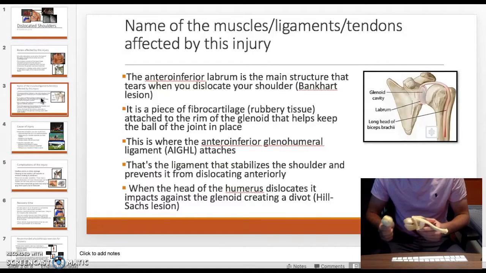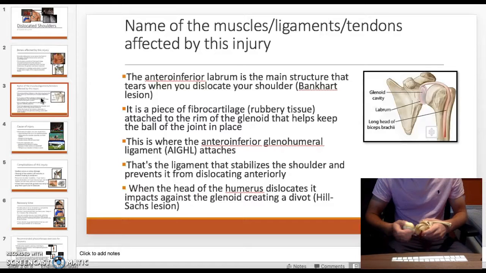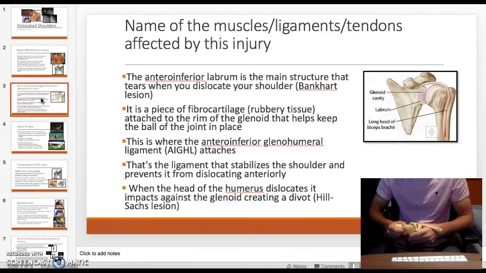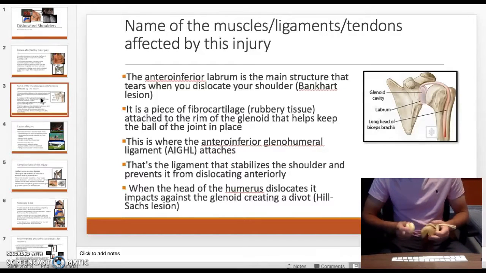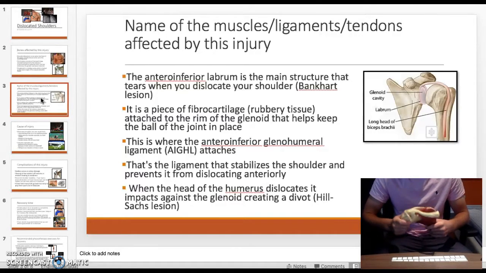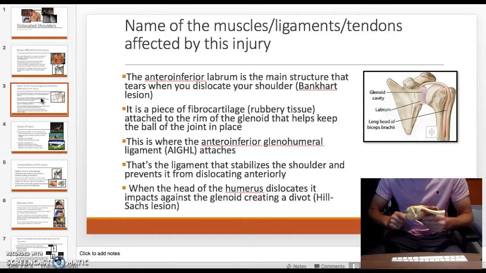So the labrum is a piece of fibrocartilage, a rubbery tissue, attached to the rim of the glenoid, and that helps keep the ball and joint in place so it's stable. And then that's where the anterior inferior glenohumeral ligament attaches. That's inside as well, and that also stabilizes the shoulder and prevents it from dislocating anteriorly. Keeps it stable.